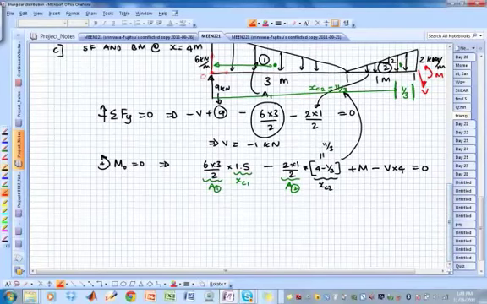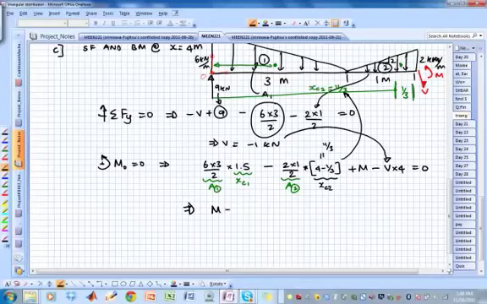So once you've done that, then this means that I'm going to substitute for V from here. And so I will get M equals minus 1 times 4 minus 9 plus 9 plus 11/3, which turns out to be 3.667 kilonewton meters.